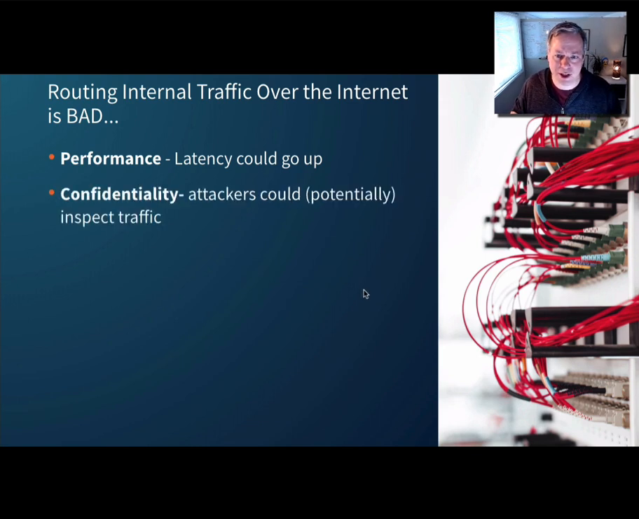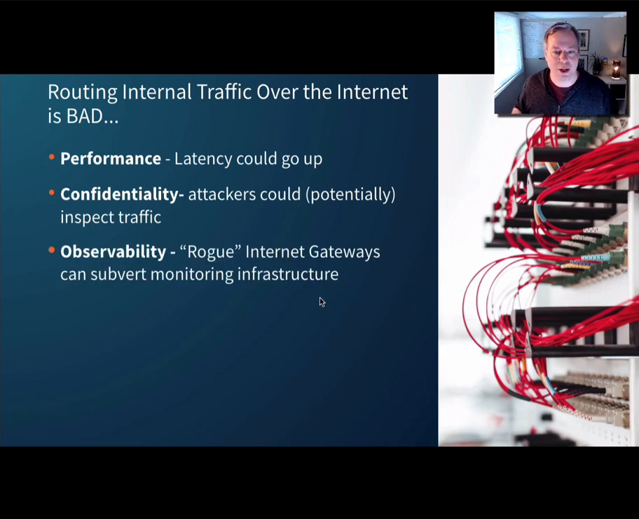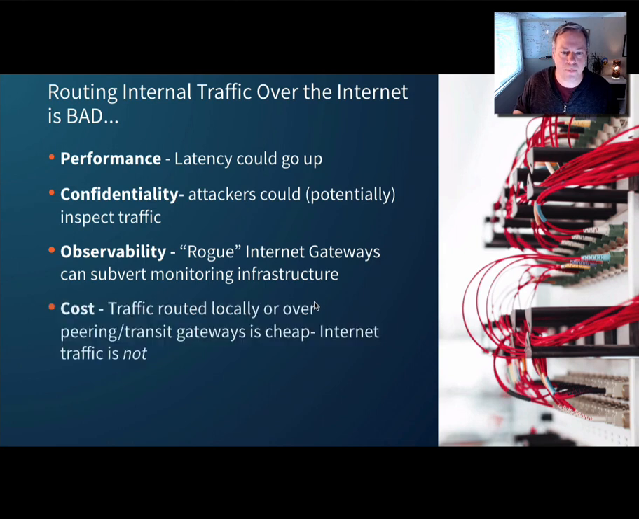More concerning is that this actually could present a security threat, because when that traffic does go over the public internet, it's no longer by definition private. And so it can be inspected by anyone along the path. But it's also likely that organizations have set up specific monitoring points where traffic in and out of the organization is inspected. And so-called rogue internet gateways can actually create blind spots in that monitoring strategy.